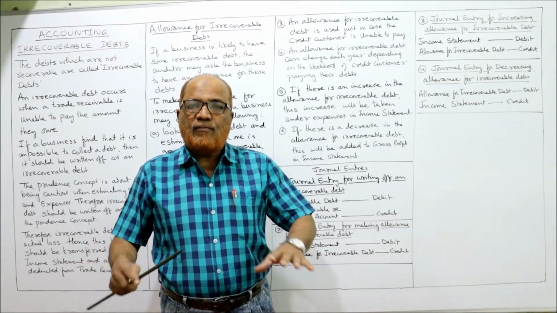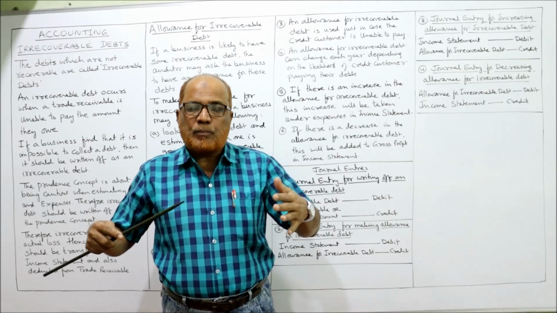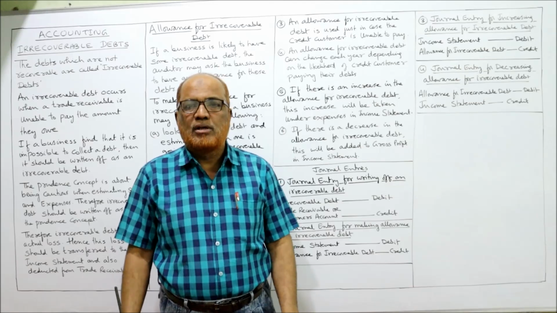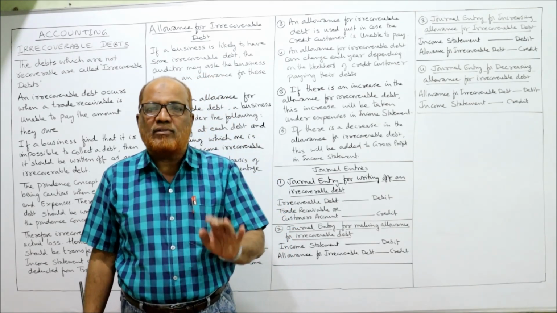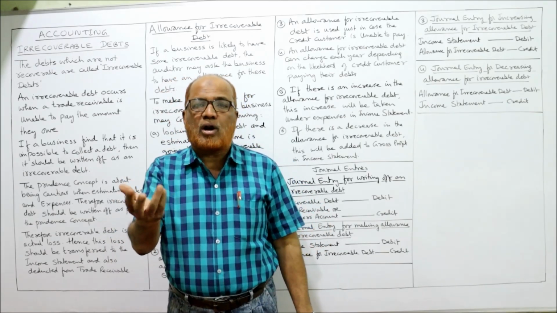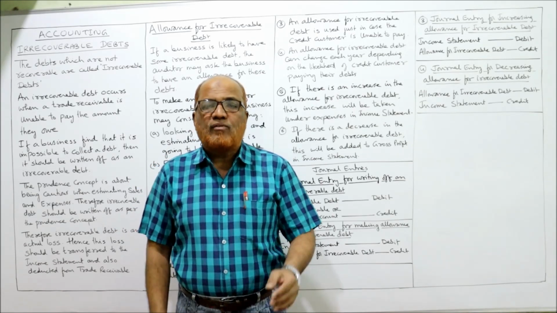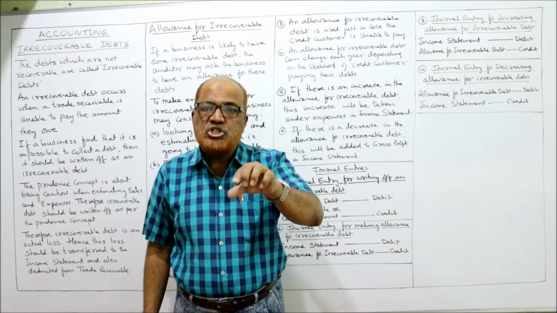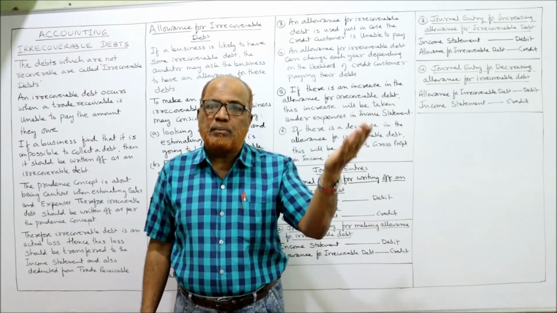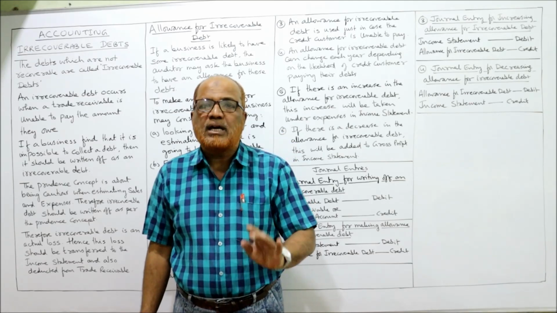the customers. If all the credit customers are good, the business expects that all the credit customers are very good, they will pay promptly. So it is necessary to create less allowance. Suppose a business thinks that in a particular year there are credit customers who are not paying on time, more allowance for irrecoverable debt is required. So we cannot make a rigid policy. It will change from time to time. In some years, allowance for irrecoverable debt may be more. In other years, allowance for irrecoverable debt may decrease.